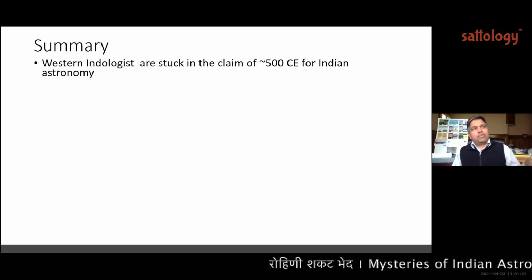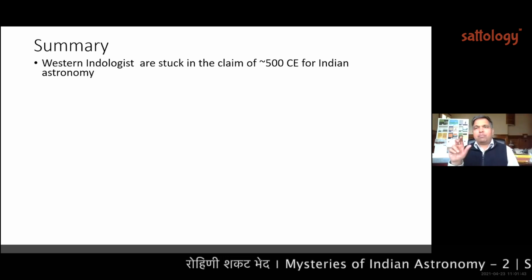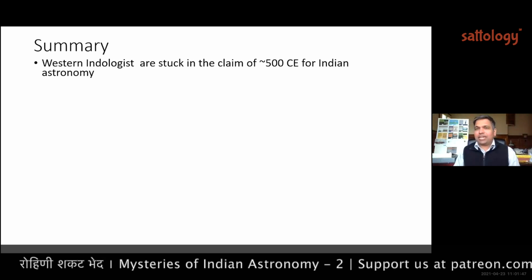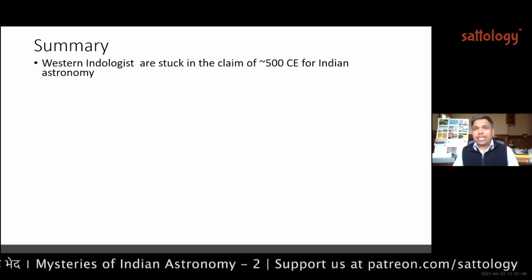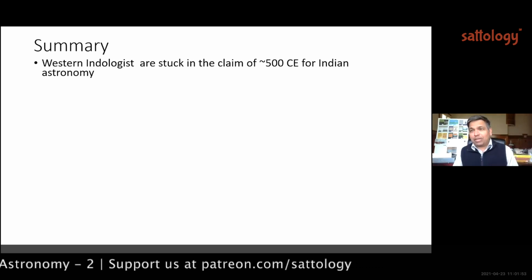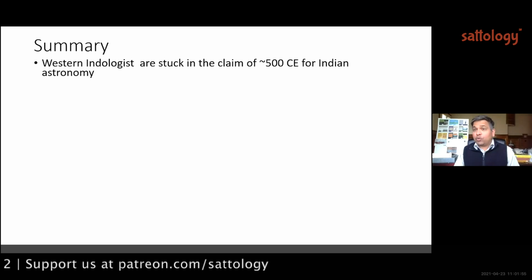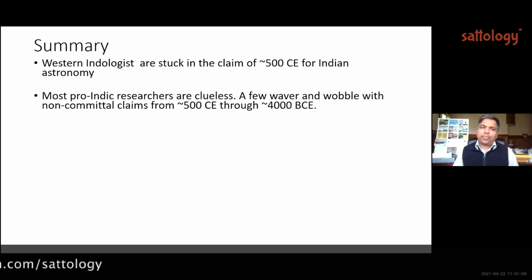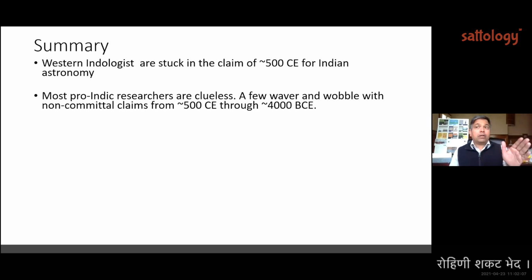Okay, so if we go to somebody's house and we see a light bulb that has been replaced, and we see the manufacturing date of the light bulb, and it says 2020, and if just based on that we say the whole house was built in 2020, that could be a blunder. That is the kind of blunder this was. Now, interestingly, most pro-Indic researchers are also clueless. It's very important to understand. Although there are great astronomers both in the East and the West, right?